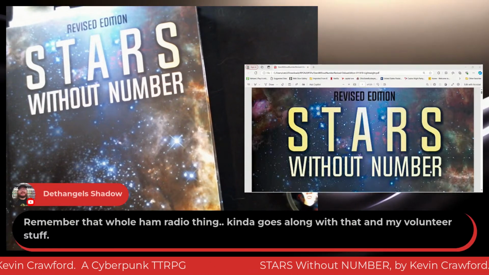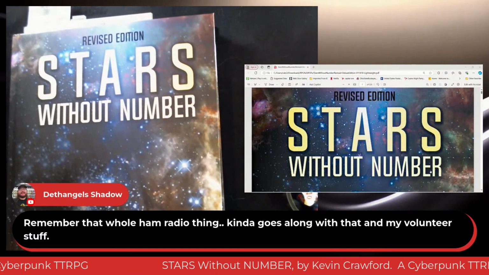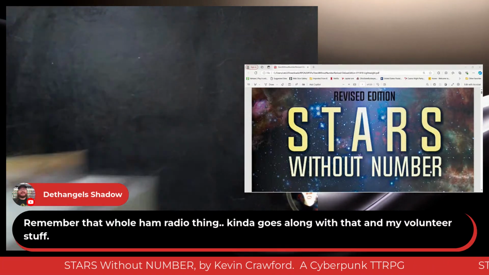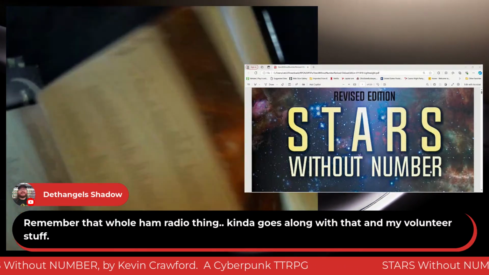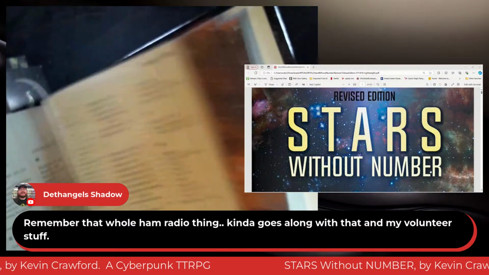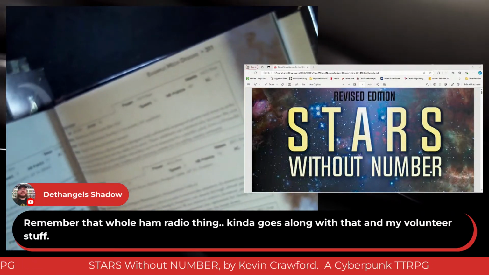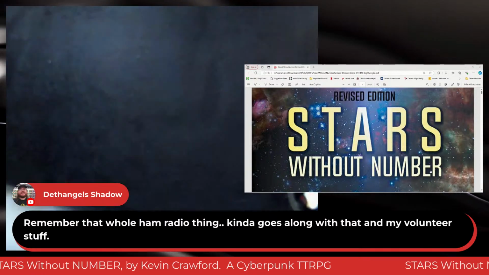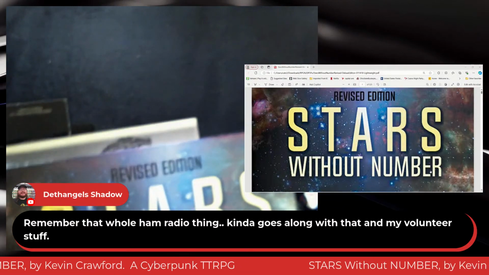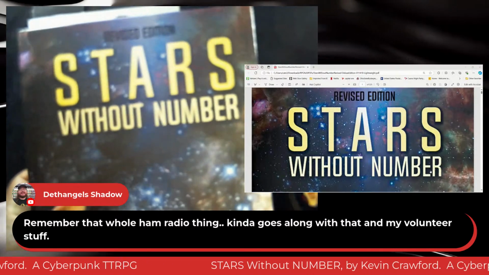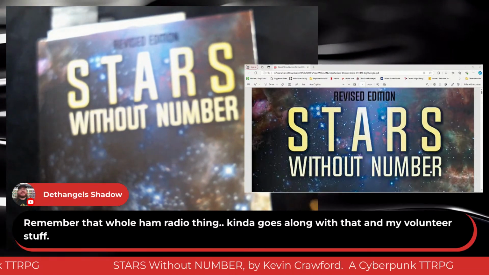Sweet. That's awesome. So again, Stars Without Number. This book, the physical book, is, I don't know, how many pages is this damn thing? 300, little over 300, 311 plus untitled pages as well.